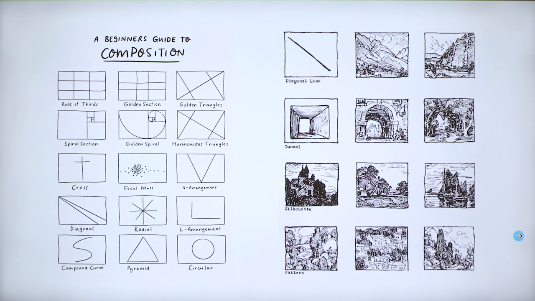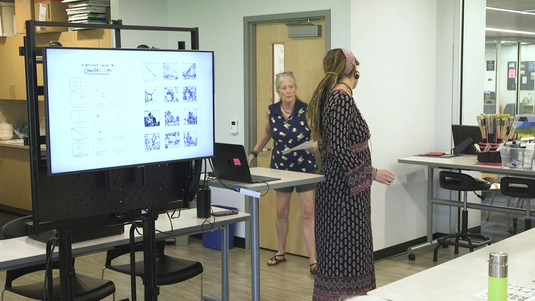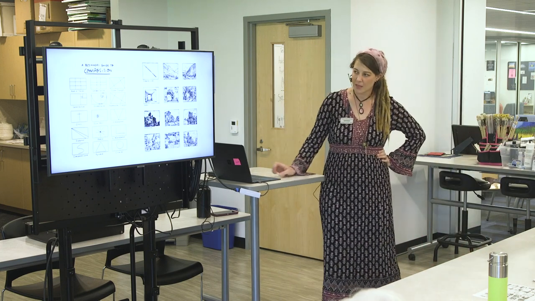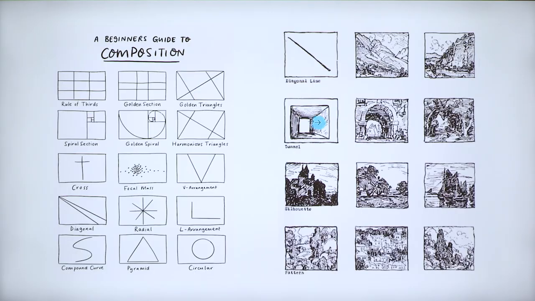Okay. So, and then there's some examples on some of them. Like the diagonal composition, where the frame is cut from corner to corner. There's an example, the mountain range. And then there's another common composition that you'll see, a tunnel kind of composition. And then there's some examples of different pictures with it. There's the golden spiral and the golden section.